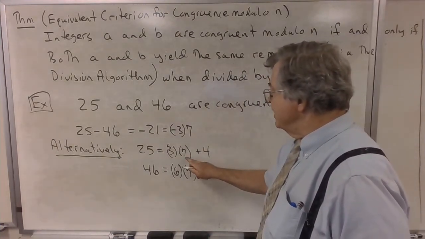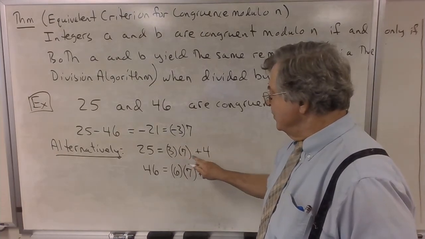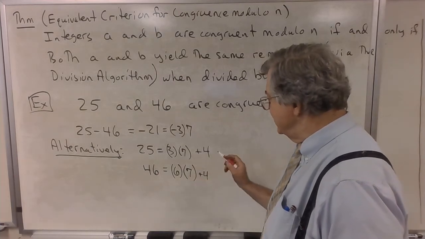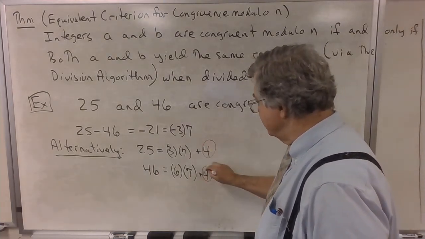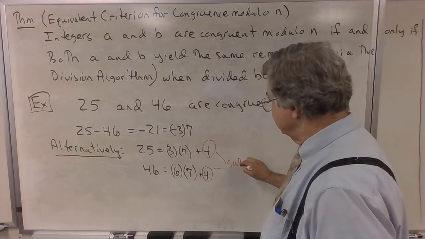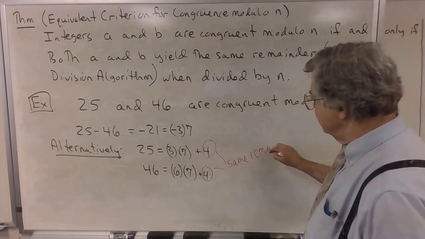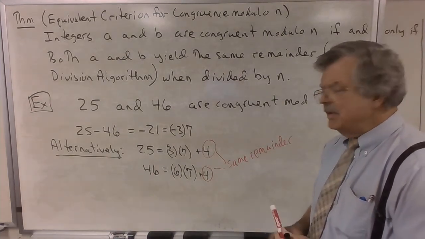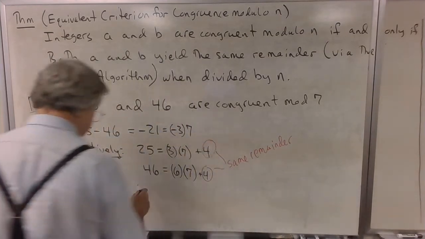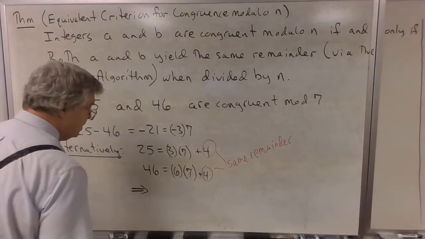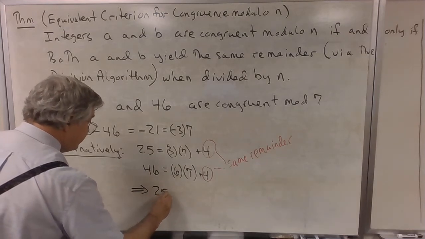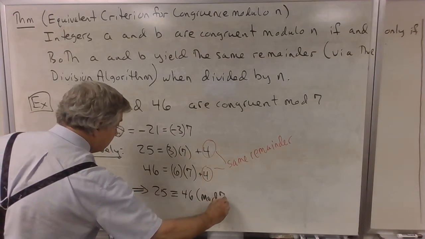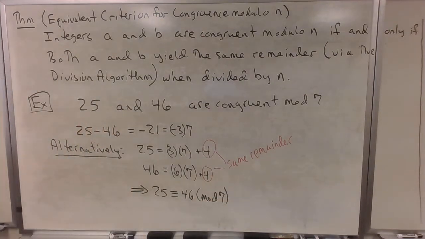When we divide 25 by 7, we get a remainder of 4. When we divide 46 by 7, we get a remainder of 4. So we have the same remainder when we divide by 7, which implies that 25 is congruent to 46 mod 7.